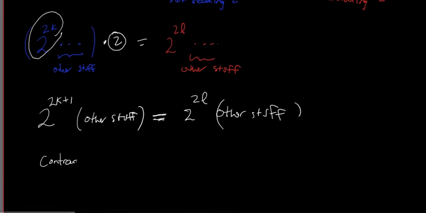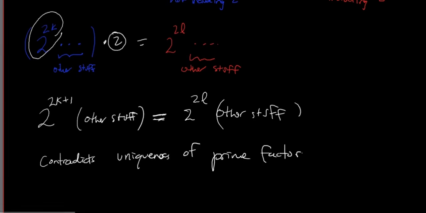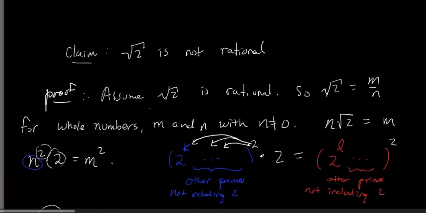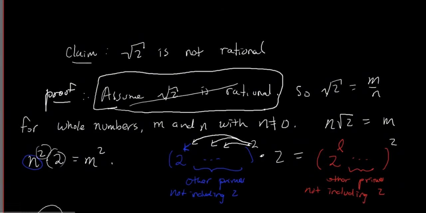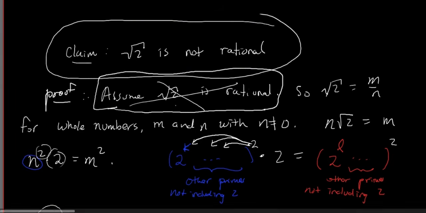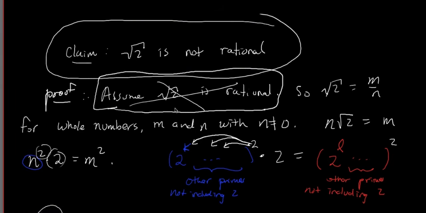So this contradicts the uniqueness of prime factorization, which is an absurdity. So we get a contradiction with something we know to be true. Therefore, our original assumption must have been false because it led us to something we know is not true. So this is not true, which means that our original claim was true. The square root of 2 is not rational.